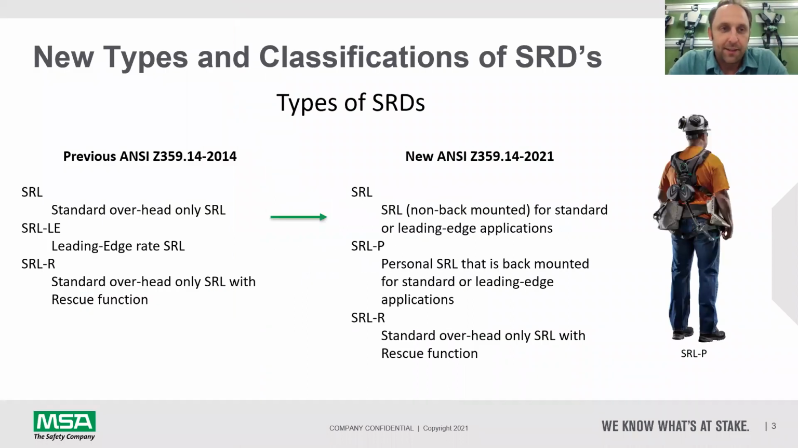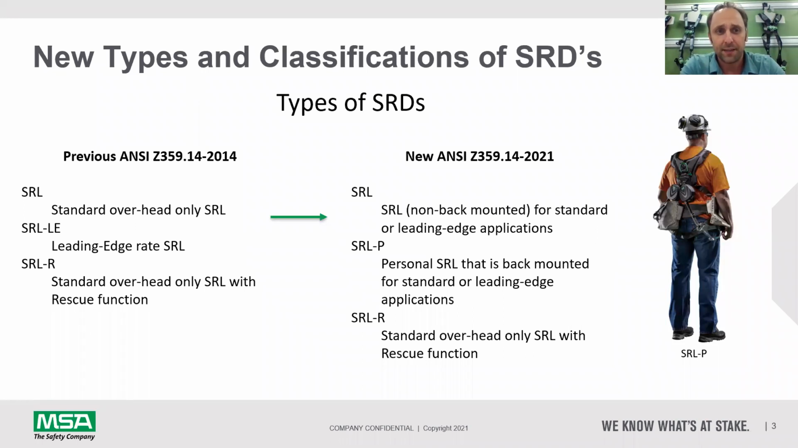So let's just jump right into this and get into the types and classifications of SRDs. So a few things on terminology. Yes, ANSI does at the highest level describe these devices as SRDs, self-retracting devices. These would be the 30, 50 foot, 6 foot units. They all are under the umbrella of SRD.